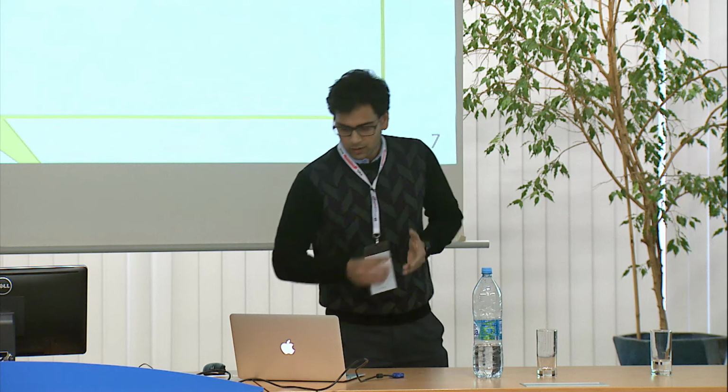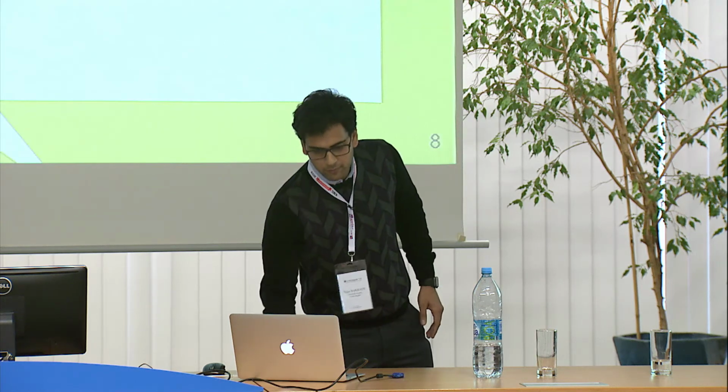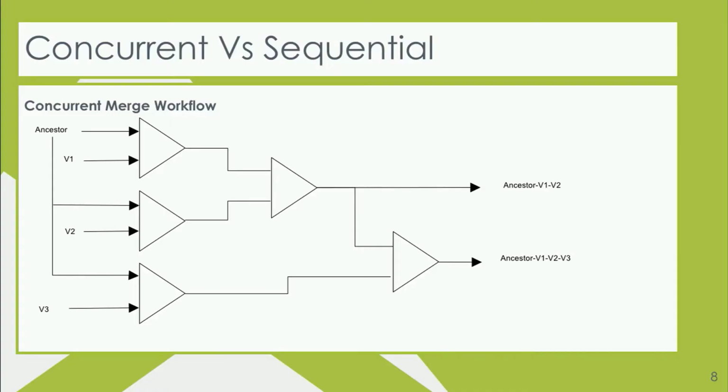So if you look at this diagram now, this is the overall workflow of the merge, where you can see there is an ancestor and versions V1, V2 and V3, and each of the versions is first compared with the ancestor, which produces a comparison result. Each of these comparison results is then stitched together to get a final merge result.